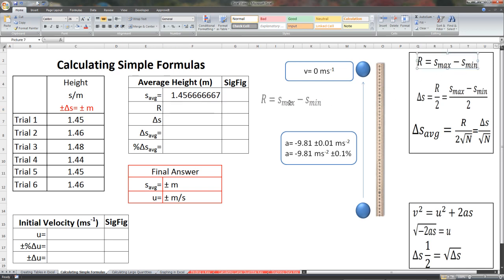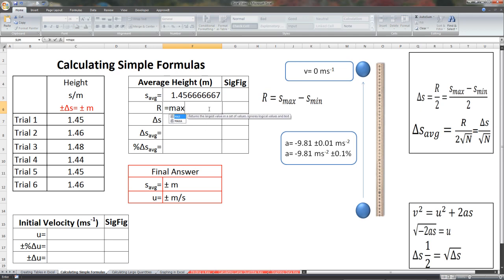Now, the first thing that I need to deal with whenever I'm dealing with information for multiple trials is this R, which stands for range. And so the range is going to be my maximum value minus my minimum value. And so in Excel, I can type this in as equals MAX, open parentheses, telling Excel that I want you to find the maximum value in this set, minus the minimum value in this set.